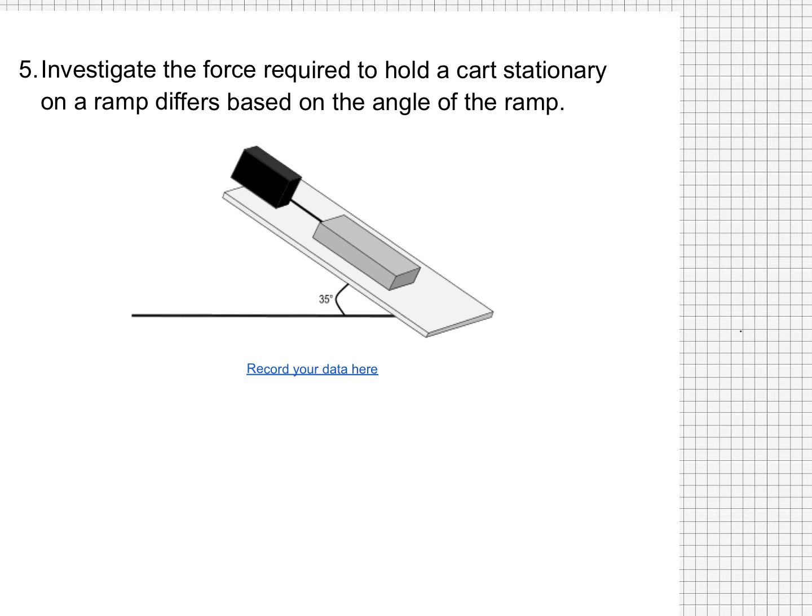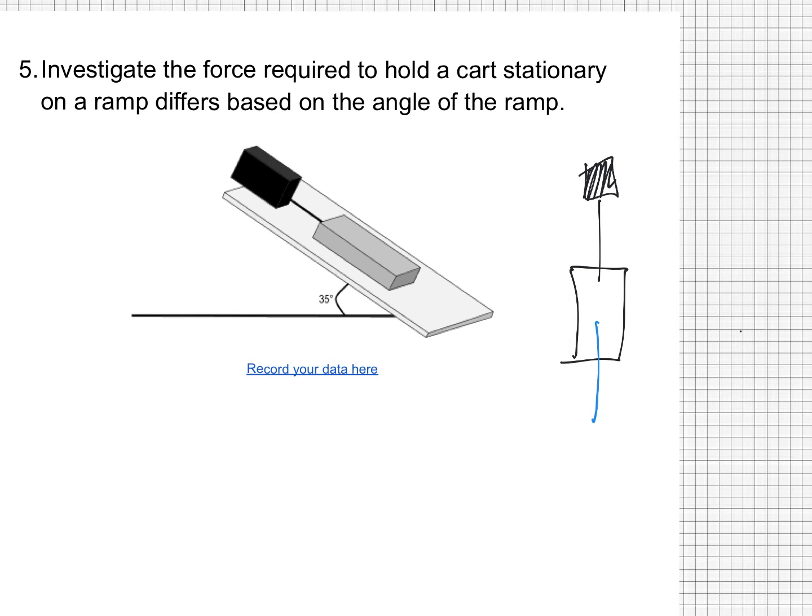For this investigation, we're going to look at the forces that are acting on a cart when it's stationary on a ramp. And so to do that, we need to first figure out what's the weight of our actual cart. And so how we're going to do that is we're going to take our force sensor and we're just going to allow it to hold up our cart off of the ramp.